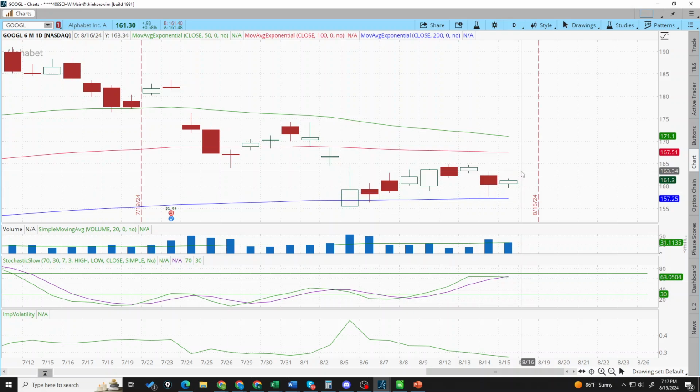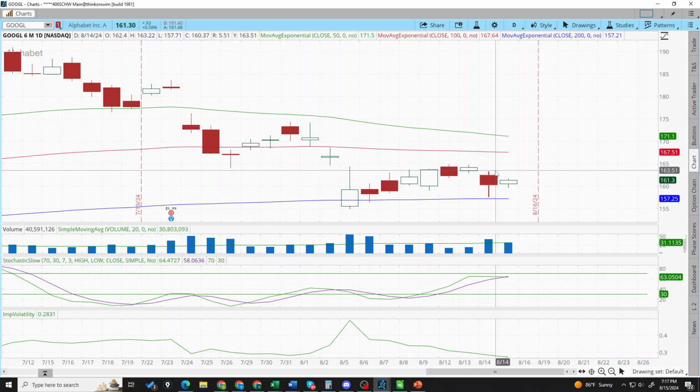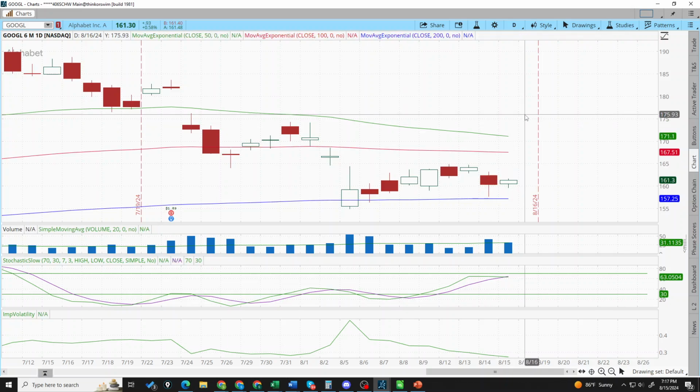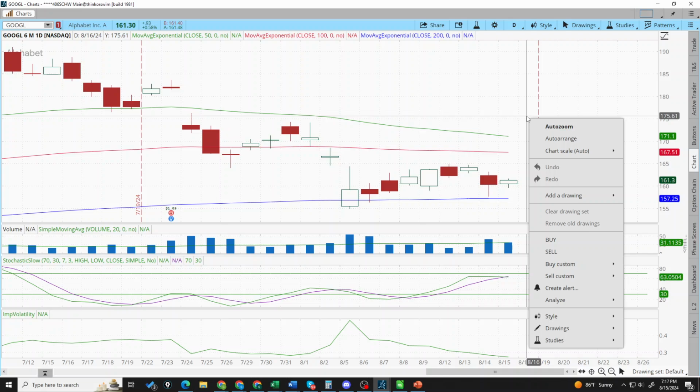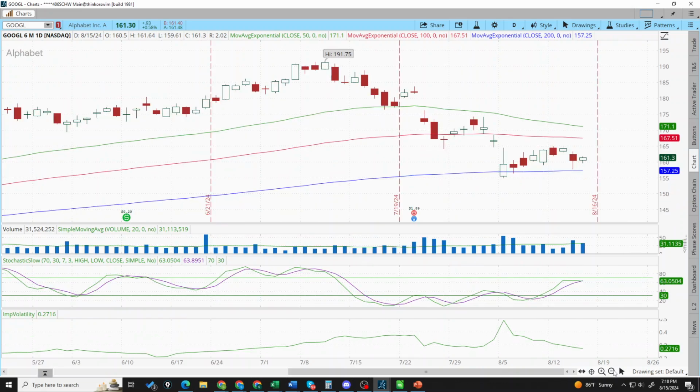From right here, that is 163.22. So we'll go 163.50. 12 points would be 175.50. That's right here. That's a 2-to-1. And if we got to here, that's about a 3-to-1. Okay, so let's see if we think that's viable.